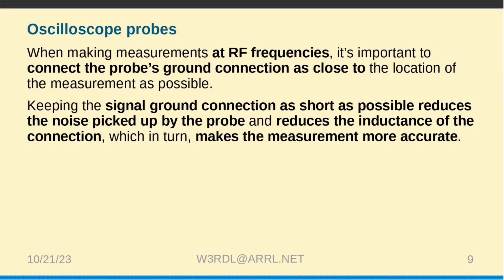To prevent any noise pickup, because at high frequencies, that little 1 inch or 2 inch length of ground lead is a little bit of an antenna. I mean, it could actually be a quarter wavelength for really high frequency stuff. In fact, you get up high enough frequency, you can't use a regular probe anyway. So keeping the ground connection as short as possible also reduces the inductance of the ground connection, so you get a more accurate measurement.